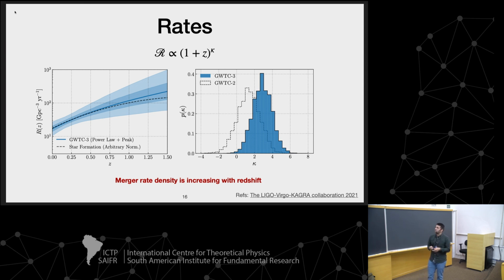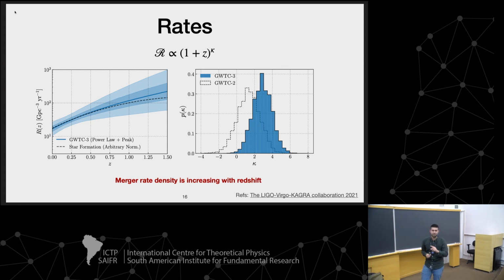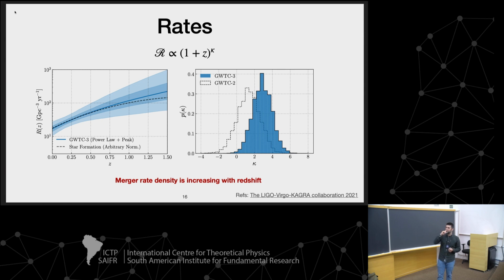In the LIGO analysis, what they do is to model the rates as (1 plus z) to the k, where z is the redshift, and the result is what you see on the left panel. So basically, what you see is that the rates are increasing with redshift. Do you have an idea why this happens? So basically, from this analysis, if you go from redshift 0 to redshift 1.5, you have more mergers of black holes at redshift 1.5 than now at redshift 0. Do you have an idea why?